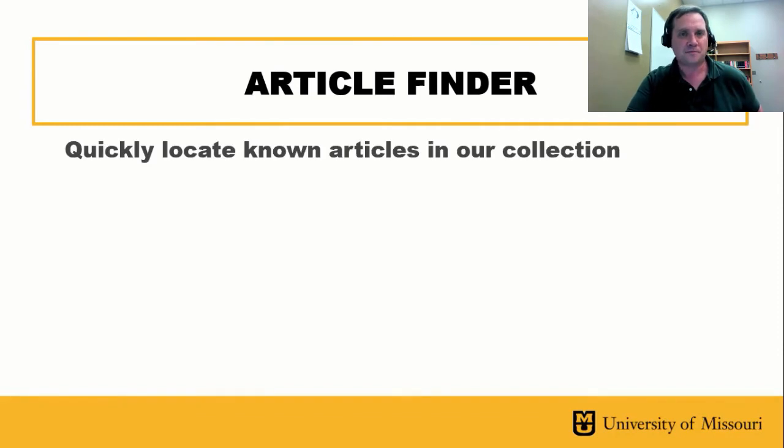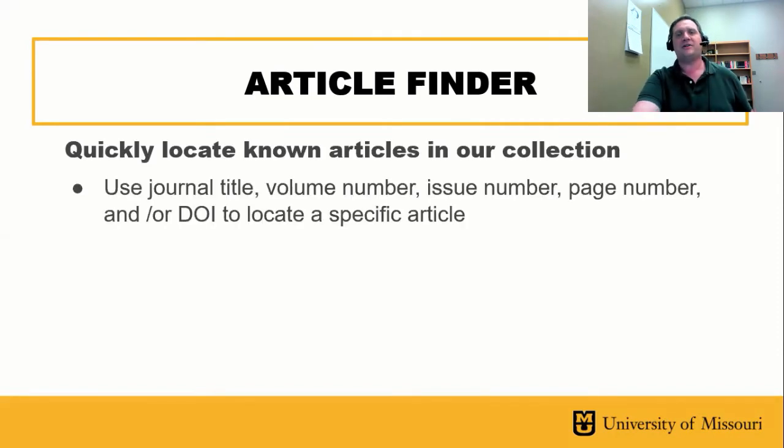Article Finder is going to allow you to quickly locate known articles in our collection. So if you have, say, a citation for an article that you want to use, you know exactly what the article is. You know who the author was, what the title of the article was, the journal that it was published in, things like volume and issue number, or the page that it started on, or if you have the DOI, that digital object identifier number that's typically assigned these days to journal articles.